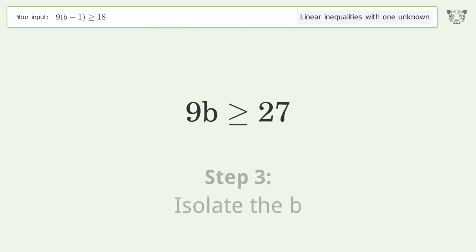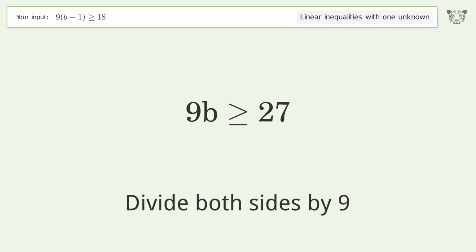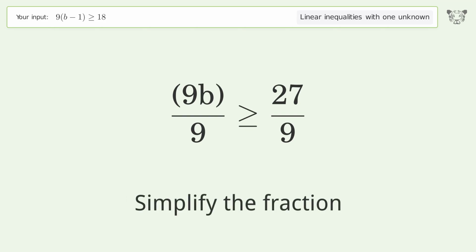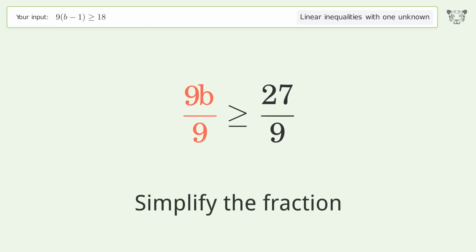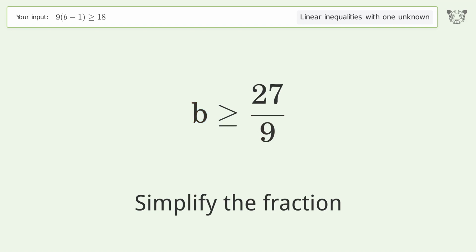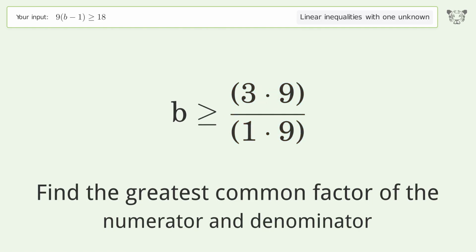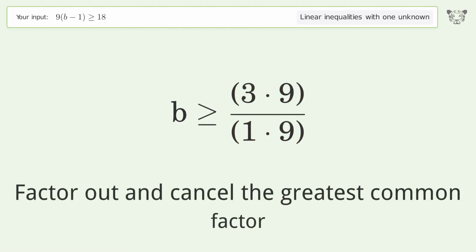Isolate the b. Divide both sides by 9. Simplify the fraction. Find the greatest common factor of the numerator and denominator. Factor out and cancel the greatest common factor.